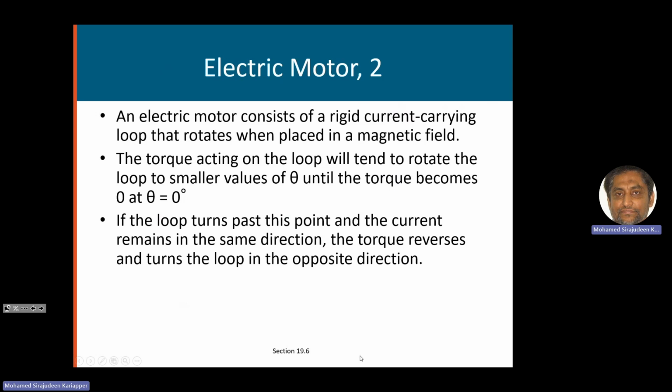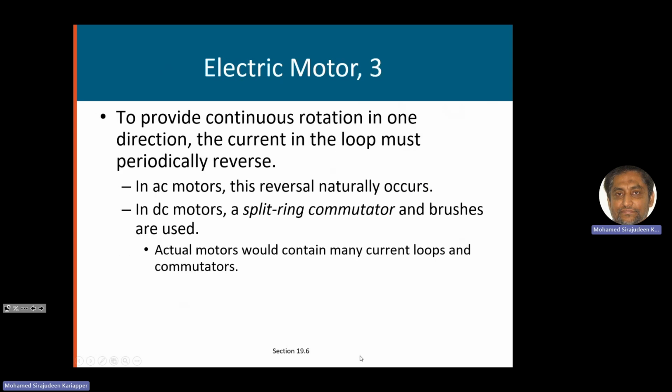If the loop turns past this point and the current remains in the same direction, the torque will reverse. It will now rotate in the opposite direction. So then you will have no electric motor. There will be a motion, then it will stop in the vertical position. So to provide continuous rotation in one direction, we have this trick with the split ring commutator. We need to reverse the direction of the current. We achieve it through this split ring commutator.